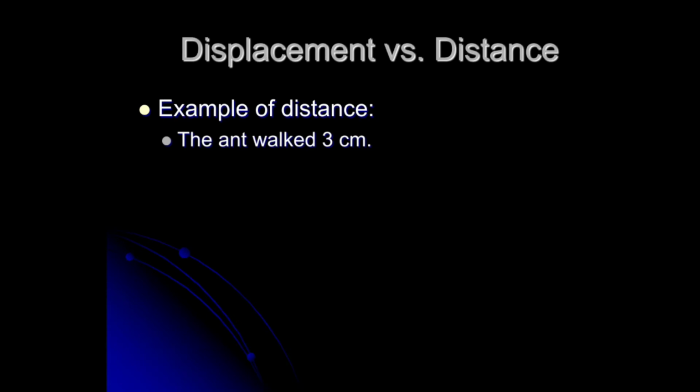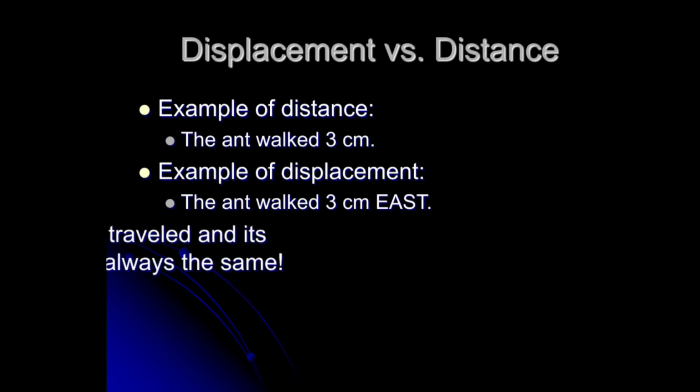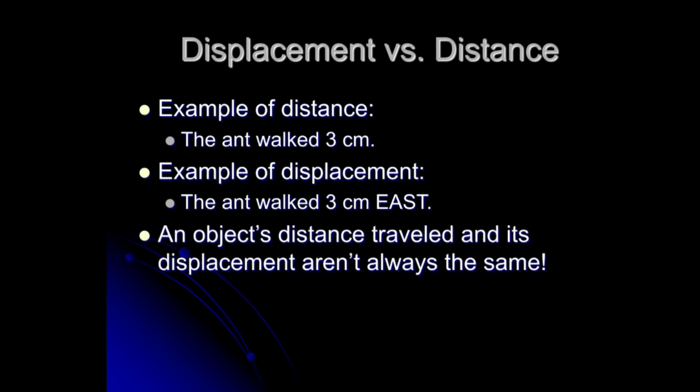So, let us see one example of distance. Here, the ant walked 3 centimeter. Now, let us see an example of displacement. Here, the ant walked 3 centimeter east. So, an object's distance travelled and its displacement are not always the same.